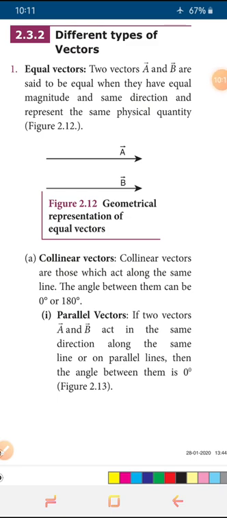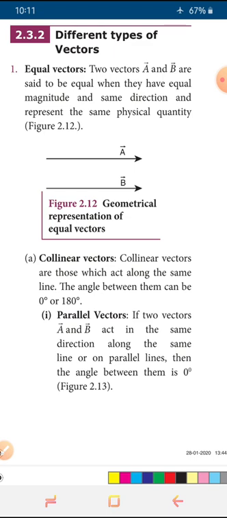Next is 2.3.2, different types of vectors. This is an important 3-mark question. It explains very clearly about different types of vector. We'll see what the different types of vector are and why they are called so. First type is equal vectors. What is a vector? It has both direction and magnitude, that is called a vector. First one is equal vector.